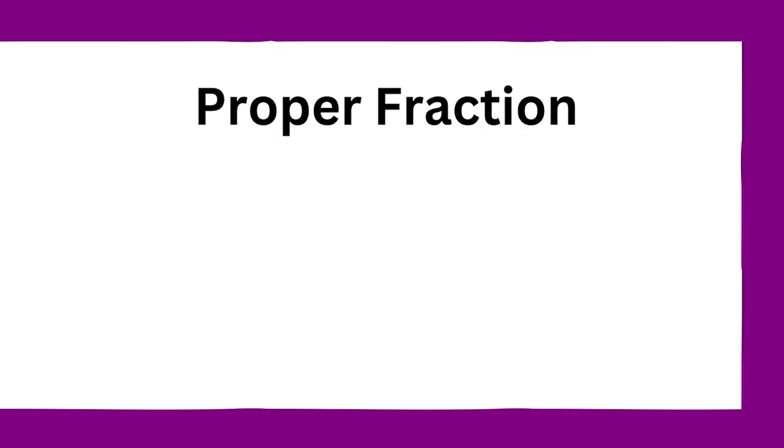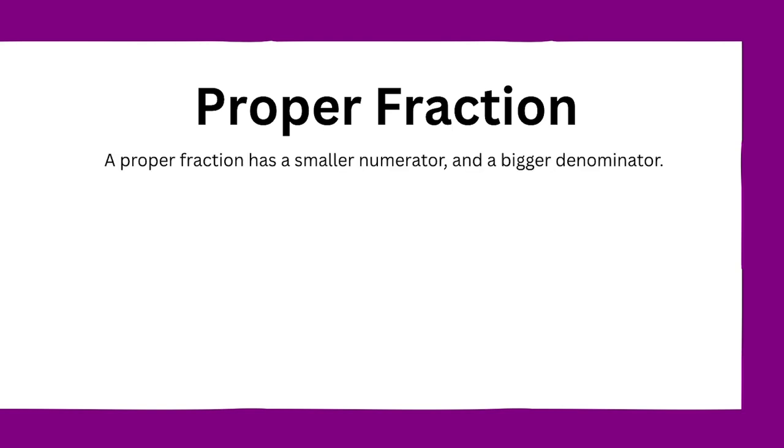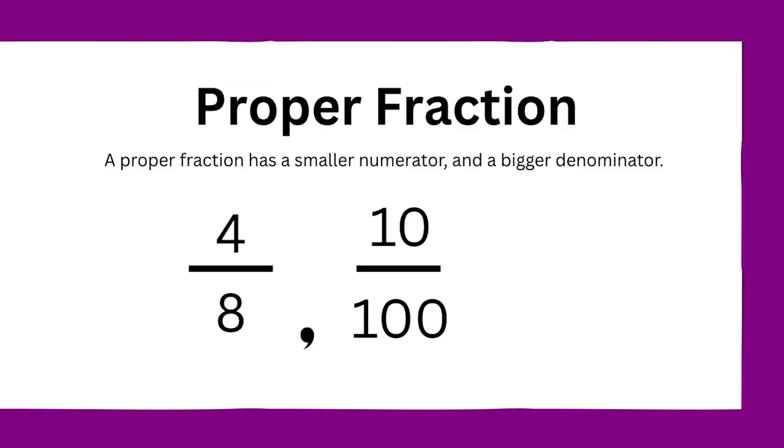So now that we know that, let's start with our very first fraction. I have a proper fraction. A proper fraction, to put it simply, is a fraction that has a smaller numerator and a bigger denominator. For example, this could be 4 over 8, 10 over 100, or even 3 over 15. The top number is the smaller, which is the numerator, and the bottom number, which is the denominator, is bigger than that top number. That is what makes a fraction proper.